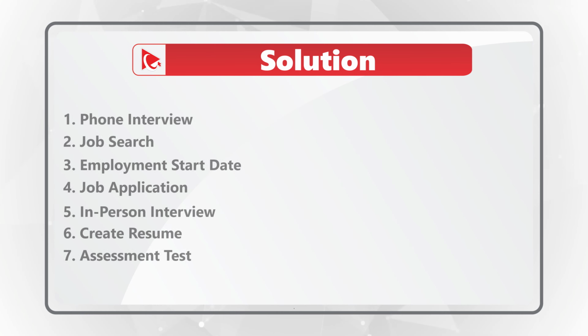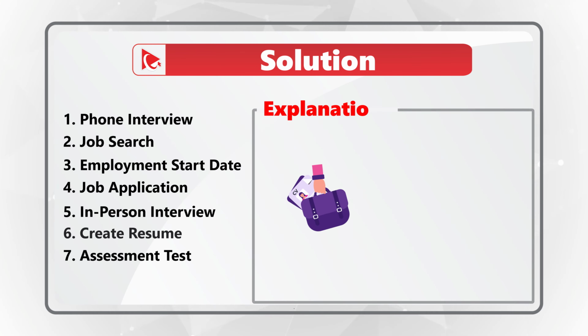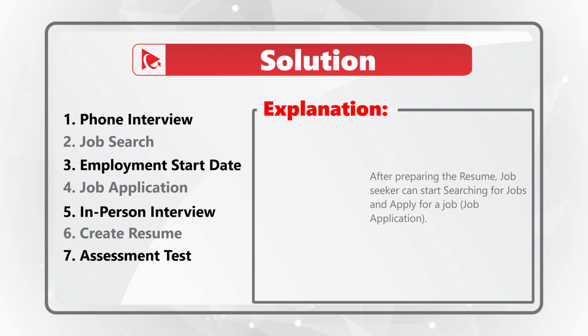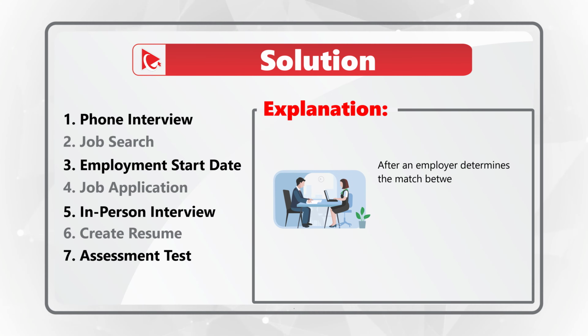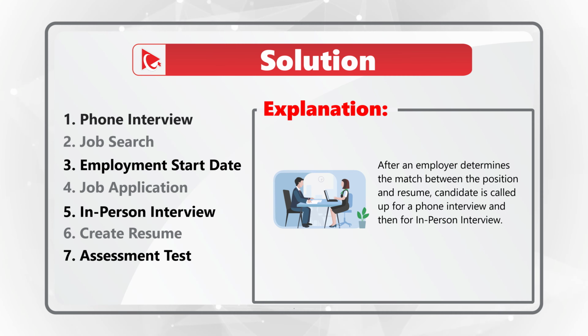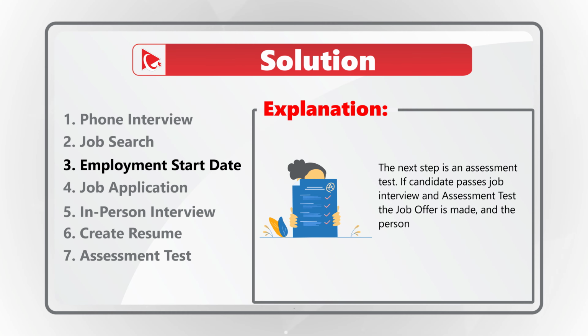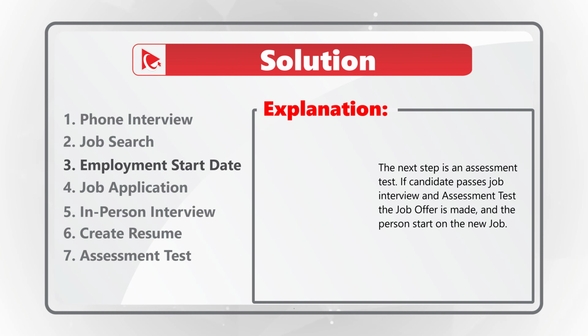In the typical job search process, after preparing the resume, job seeker can start searching for the job and apply for the job position. This is called job application process. After an employer determines the match between the position and the resume of the candidate, candidate is called up for the phone interview and then for in-person interview. The next step in the process is an assessment test. If candidate passes job interview and an assessment test, job offer is made and then person starts on the job.